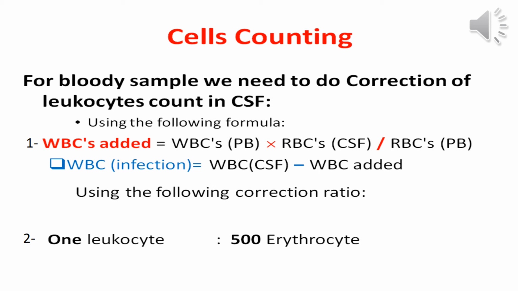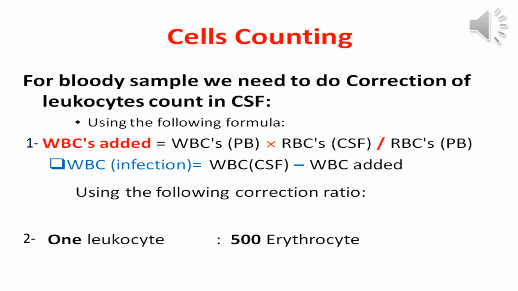Now the number of white BC you get from counting the CSF sample is a mix. These white BC present in CSF in a bloody sample, some of them are due to infection and some of them are due to peripheral blood. We need to remove the white BC that come from peripheral blood. We call these cells the white BC added. So white BC added means the white BC that come from the peripheral blood. We need to remove it from the total count of white BC in the CSF sample.